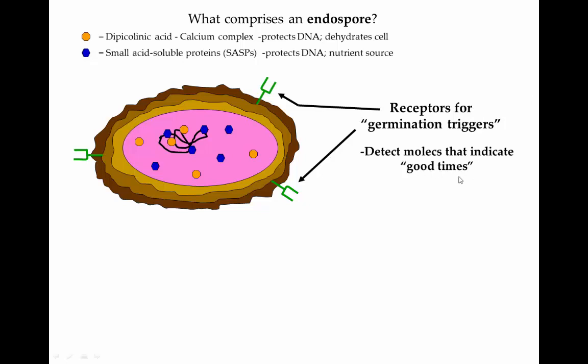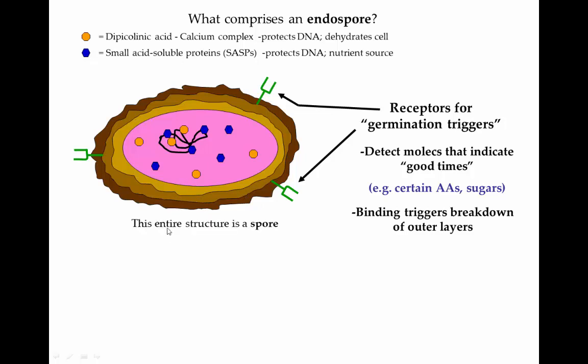So essentially molecules that do that are those that indicate that good times are here again, right? Certain nutrient molecules or water molecules, amino acids, sugars, might bind to their cognate receptor and tell that spore to become metabolically active again, to come on out and reanimate into a vegetative cell. So when these germination triggers are bound, that triggers the breakdown of these outer protein layers. So this entire structure here is a spore.